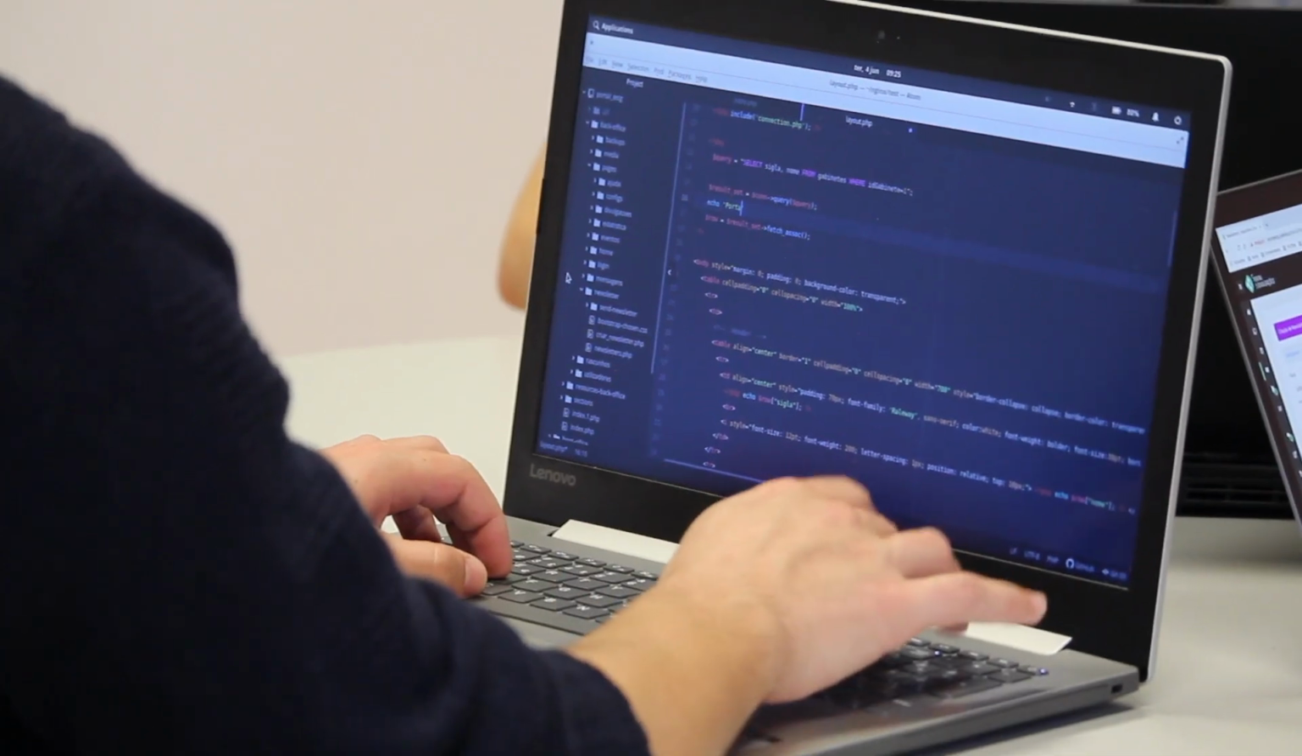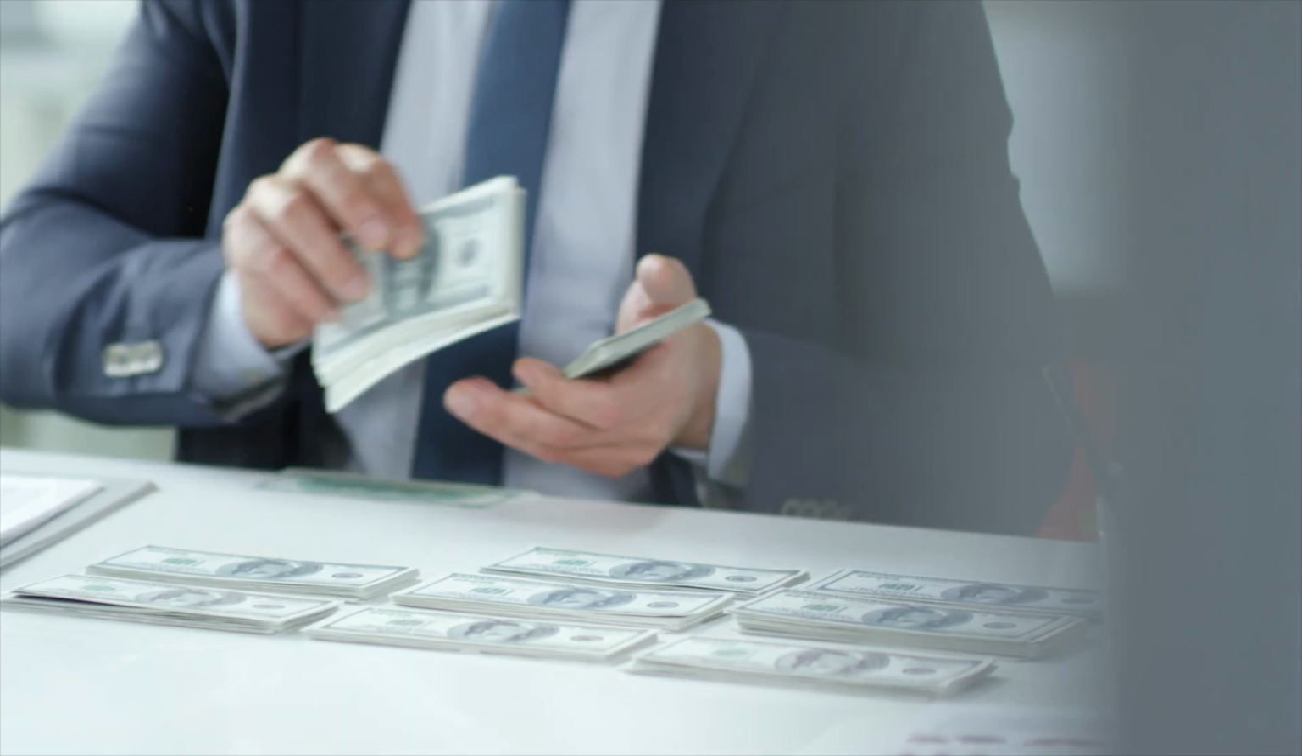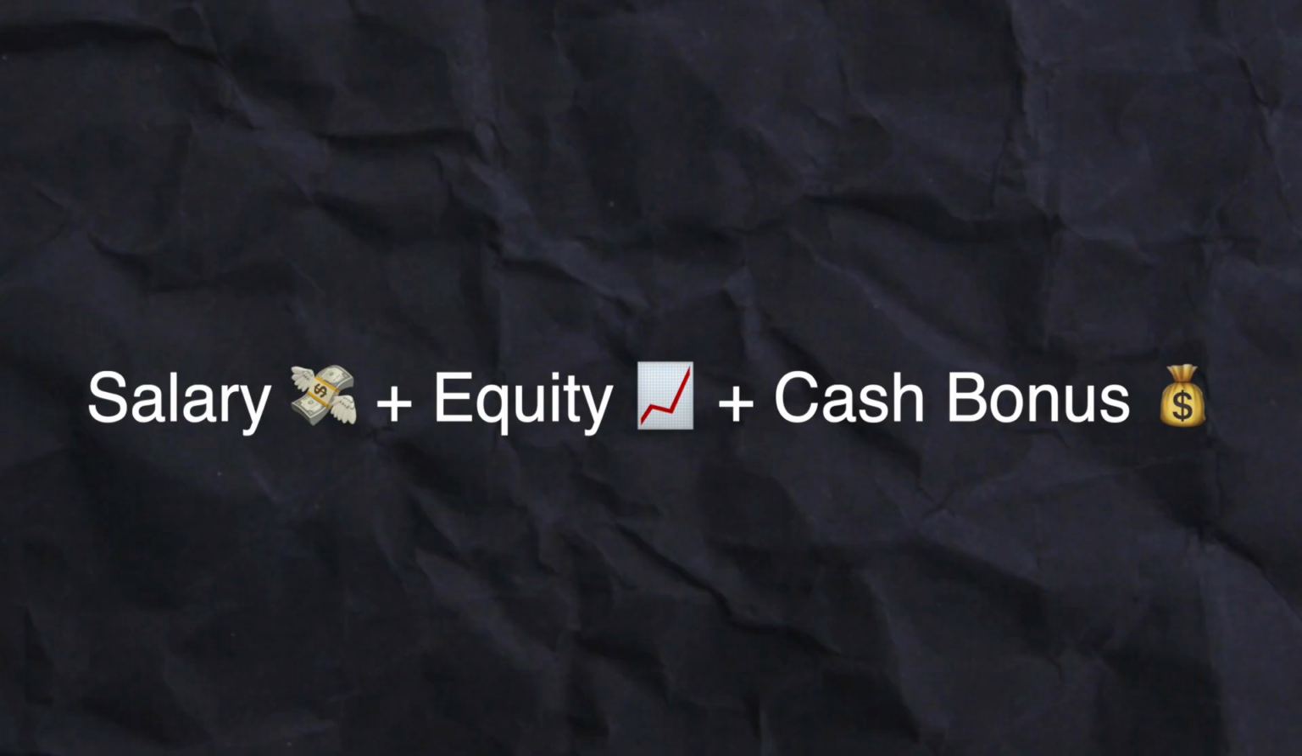But to understand my investment strategy, I think you first have to understand how compensation packages work in the world of software engineering and in the world of tech. So for a lot of people in software engineering or people who work in tech, their compensation packages can be split up into three major parts, which is salary, some sort of equity, and some cash bonus.